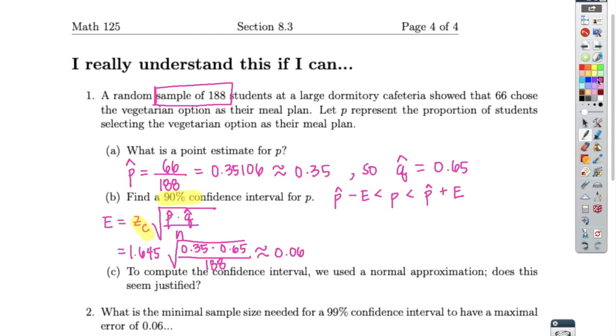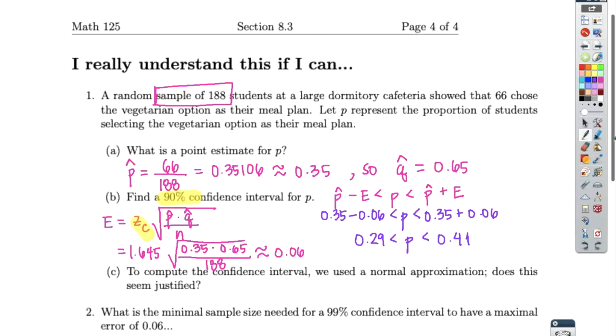So now plugging all of this in, everywhere I see a P hat, I'm going to say 0.35, and everywhere I see E, I'm going to put 0.06. And P stays P. Don't plug in anything for P. 0.35 minus 0.06 is 0.29, less than P, less than 0.35 plus 0.06, which is 0.41. So P, the actual probability for the whole population, we're 90% confident, is somewhere between 29% and 41% of students will choose the vegetarian option.